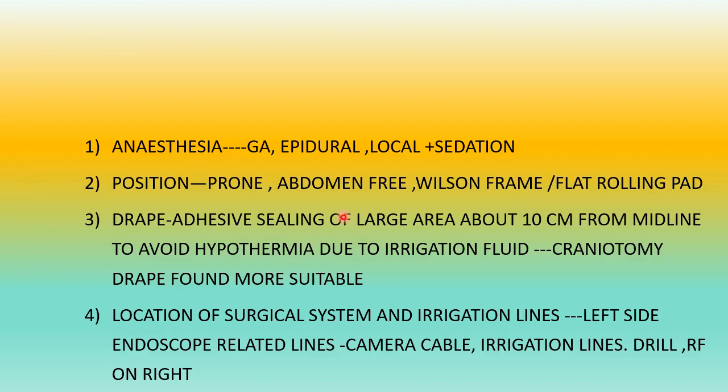Draping is done with adhesive sealing of a large area, about 10 centimeters from midline, to avoid hypothermia, and we do double sealing of the operative area. The craniotomy drape neurosurgeons use is good. The surgical system and irrigation lines should be on the left side, and the endoscope related lines like camera, irrigation lines, drill, RF on the right side.